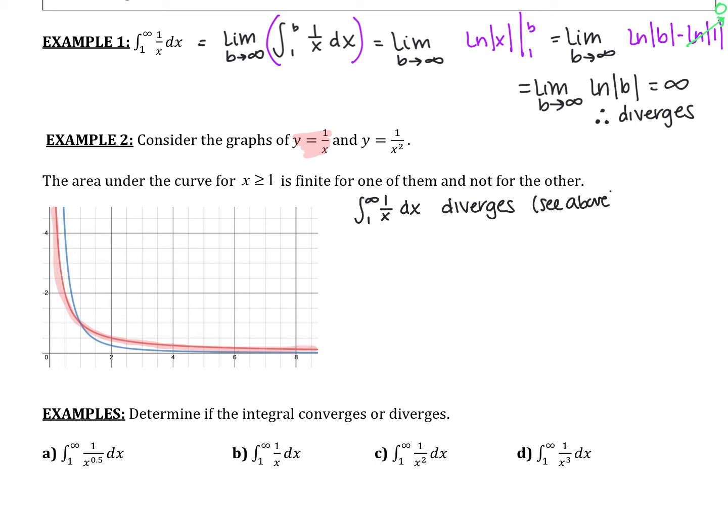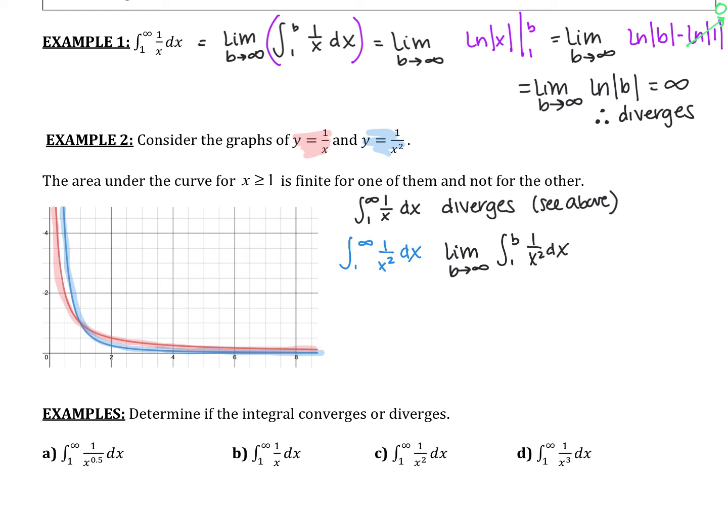Now, let's focus on y equals 1 over x squared. So that's the blue line. I'm trying to find the area under this curve when x is greater than or equal to 1. So setting up the problem, I would be doing the integral from 1 to infinity of 1 over x squared dx. Now, this is an improper integral, so I'm going to rewrite this as the limit as b approaches infinity of the integral from 1 to b of 1 over x squared dx.